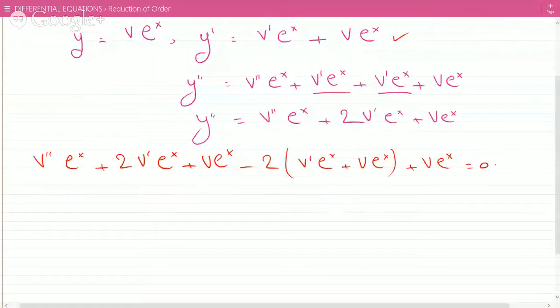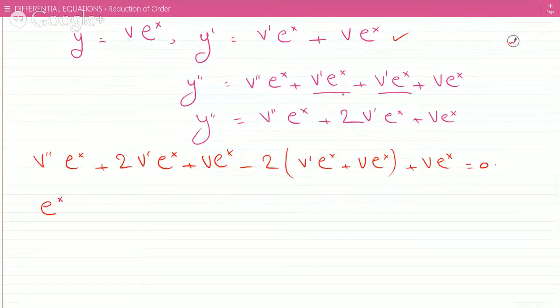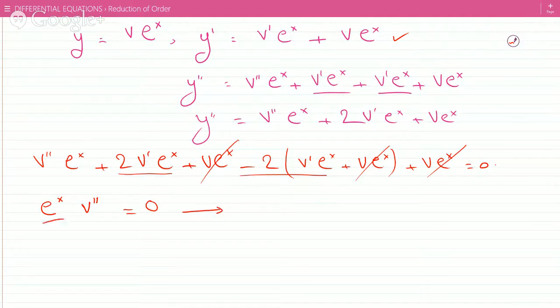Let's collect the like terms. So we have e to the x v double prime, and we have 2 from here, and we have minus 2 from here, so those two go away. And we have this, and these two go away. So technically, we just get this equals 0. Right? Well, e to the x cannot equal 0. So that means v double prime has to equal 0. And now that's easy to solve.